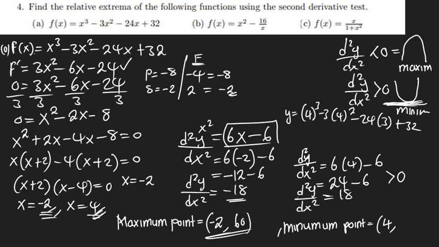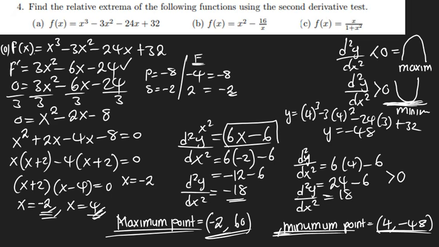Sorry. So 4 to the power 3, minus 3, 4 to the power 2, minus 24, open bracket, 4 inside, plus 32. Okay, I get negative 48. So this whole thing is y equal to negative 48. So at 4 comma negative 48, we are having the minimum value. So this is the maximum extrema point. That's the minimum relative extrema point. That's how you will be able to solve this.